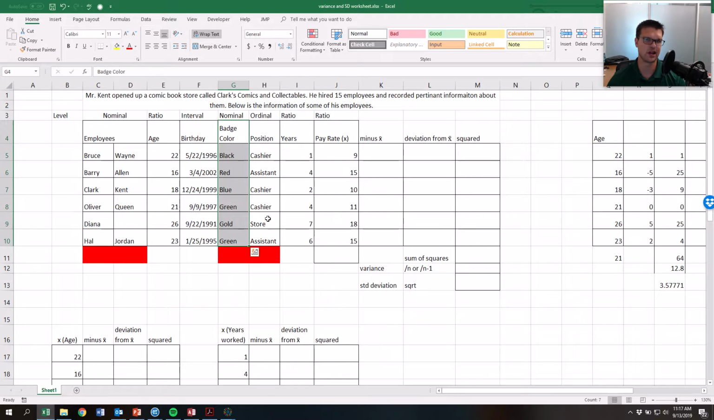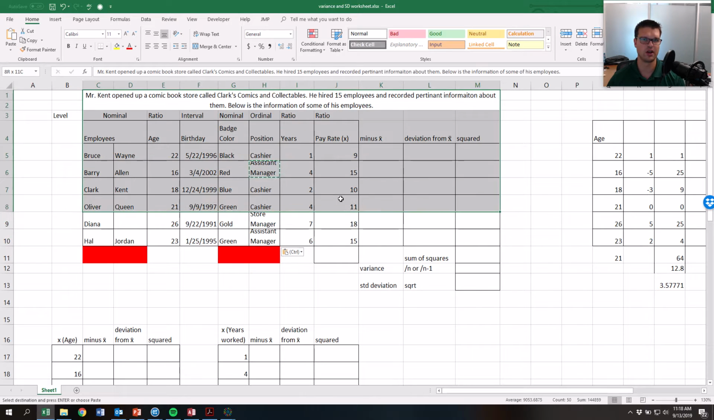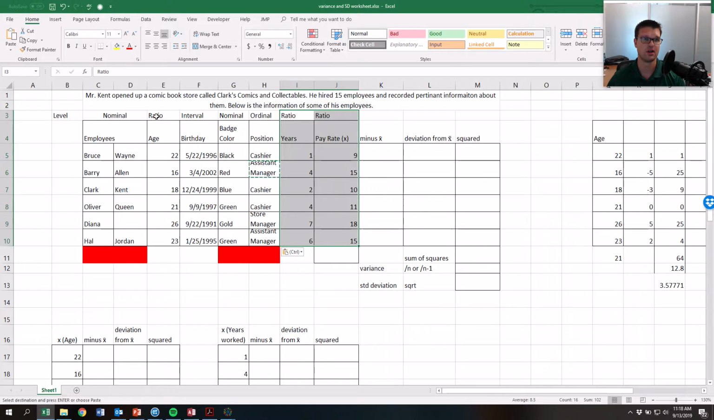Position: cashier, assistant, cashier, those are different positions, and those are ranked in order. This should say store manager, there we go. And then that's supposed to say assistant manager. So those are ranked, cashier being the lowest, assistant store manager being next, and then store manager being the top. And then years is ratio, how many years they worked, and then finally pay rate is also ratio because these both have meaningful zeros, as well as this.